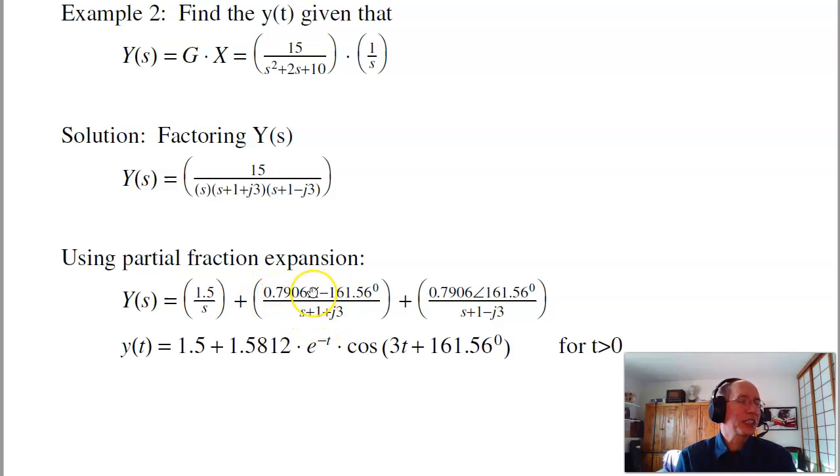I just got a complex number up here. Inverse Laplace transform, this is just 1.5. Double the amplitude, I get 1.58 e to the minus t, cosine 3t, and the phase shift is over the minus j term, plus 161 degrees. Again, if we go to MATLAB, that's actually much, much easier in MATLAB.